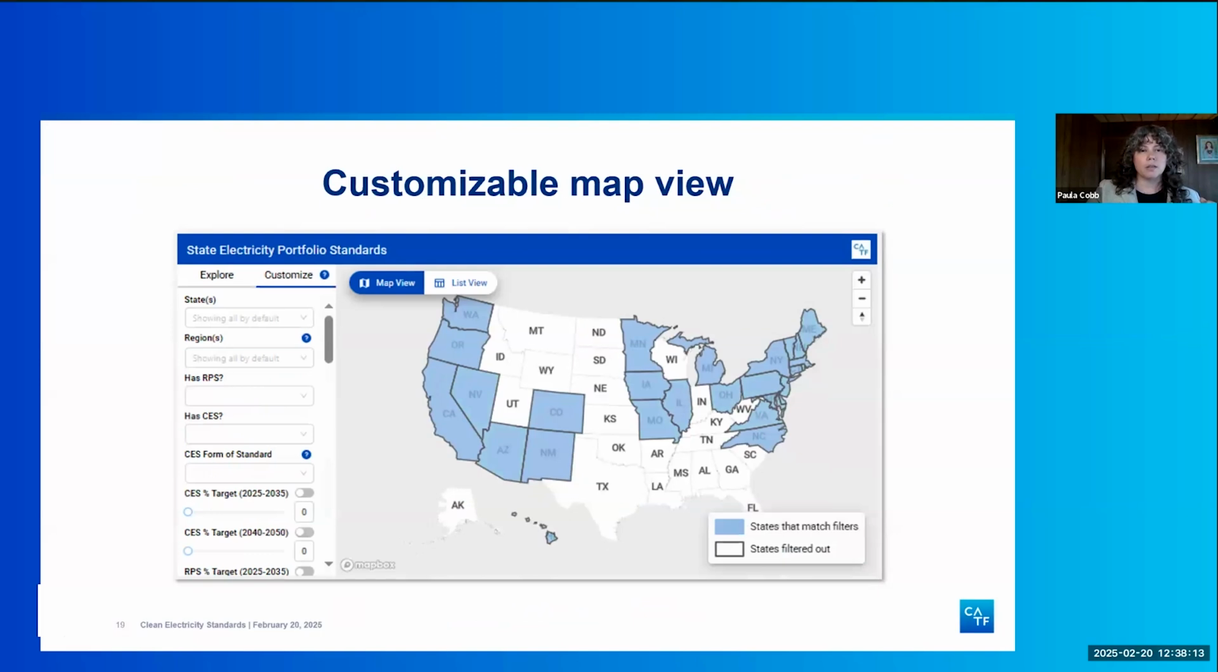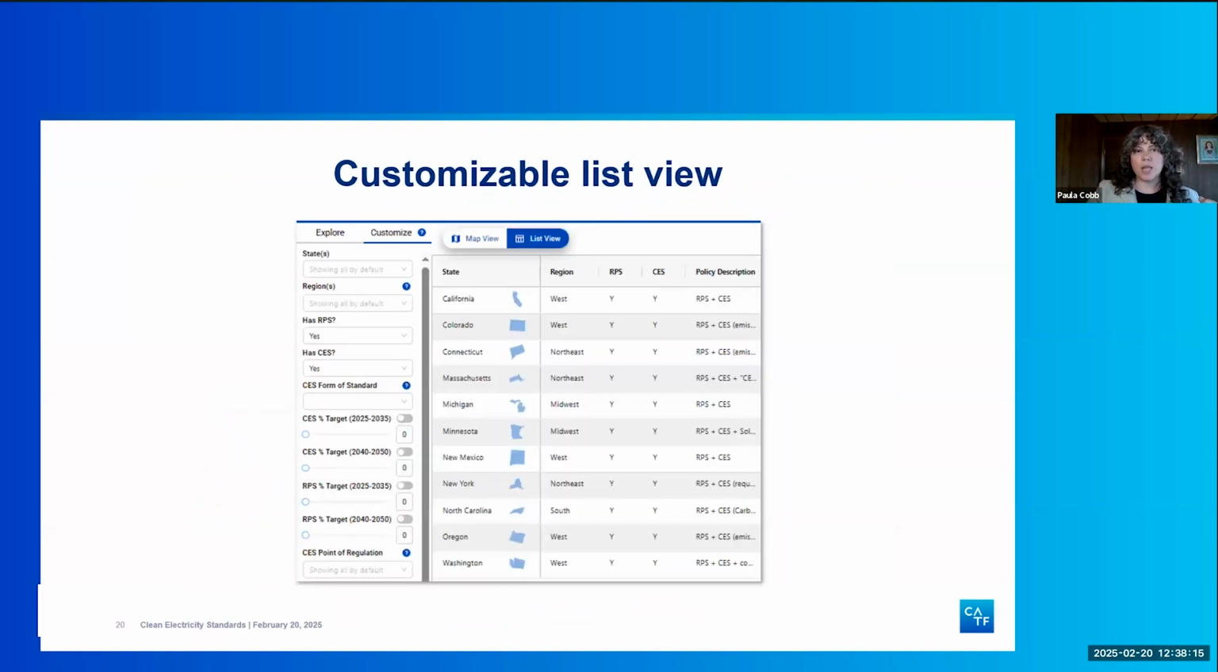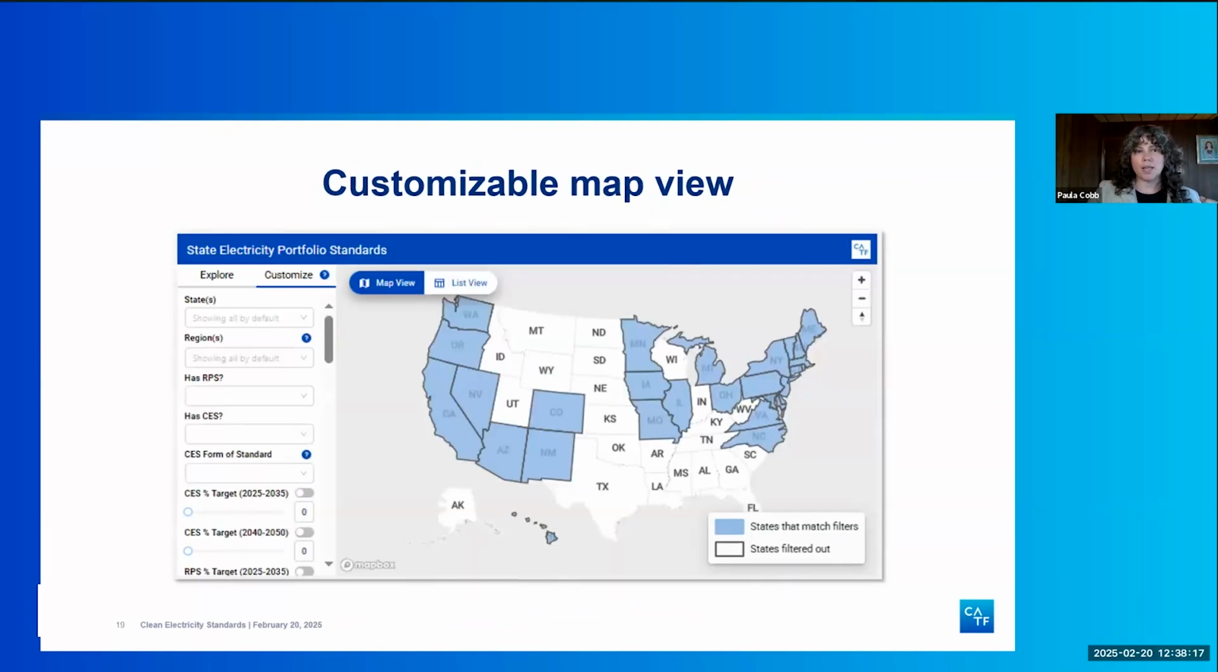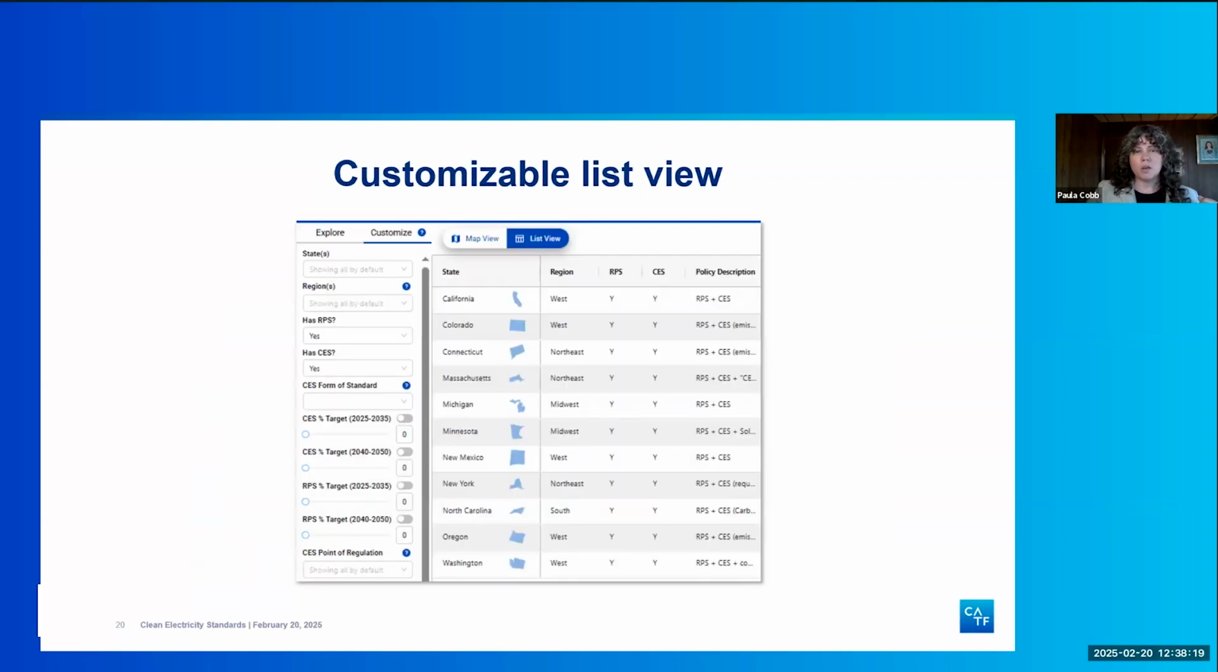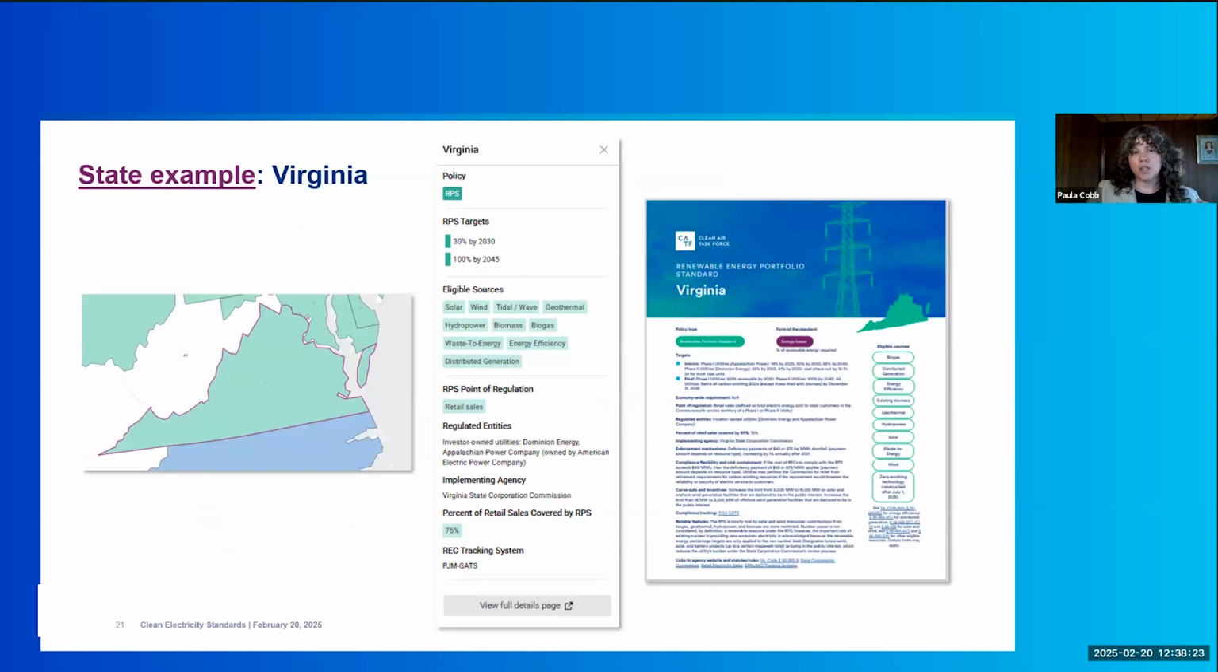All right. And these are just some of the views that we just went through. You can really customize your map view. You can customize your list view and then download that list. And then just working through the state examples that I just showed you.